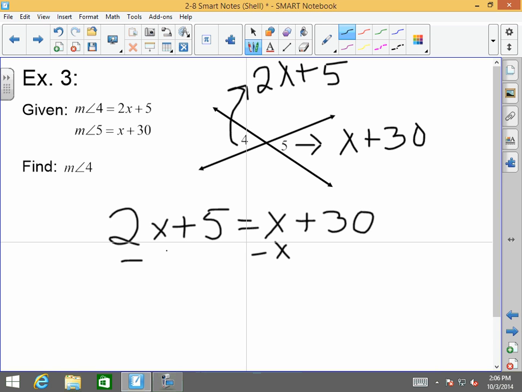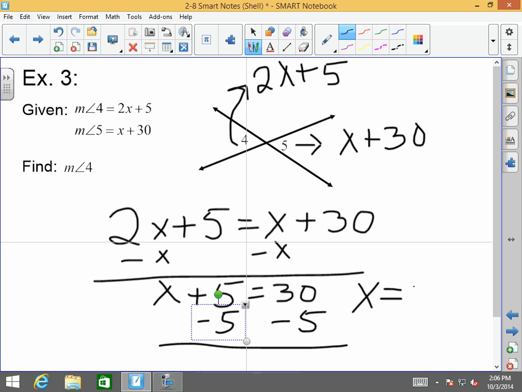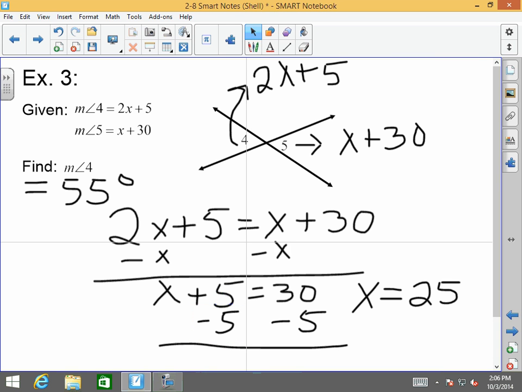Subtract x from both sides. x plus 5 equals 30. Subtract 5 from both sides. And we've got that x equals 25. But that is not our answer. I want angle 4. So angle 4 will equal 2 times 25, which is 50, plus 5, which is 55 degrees. Does that make sense?